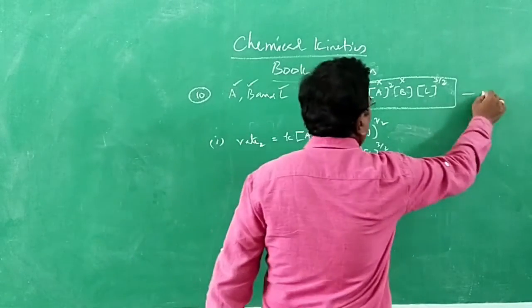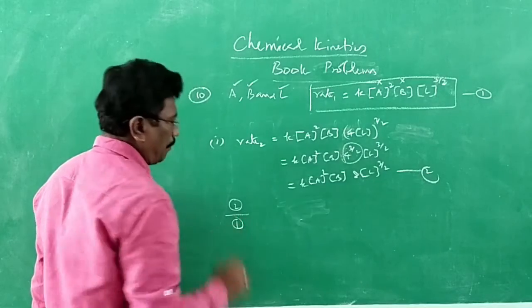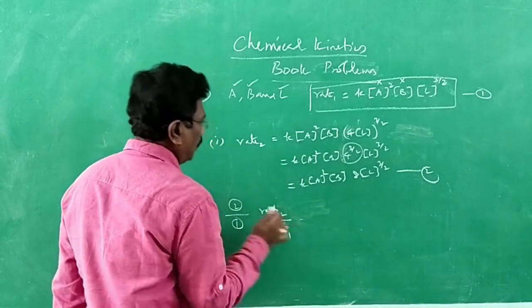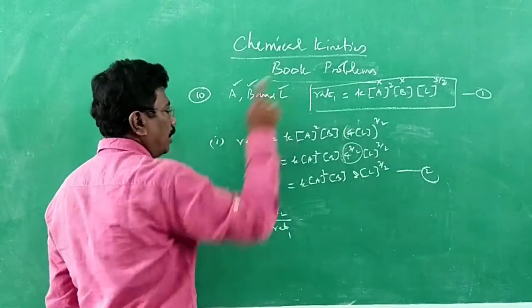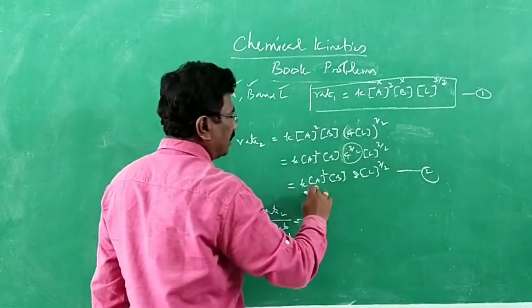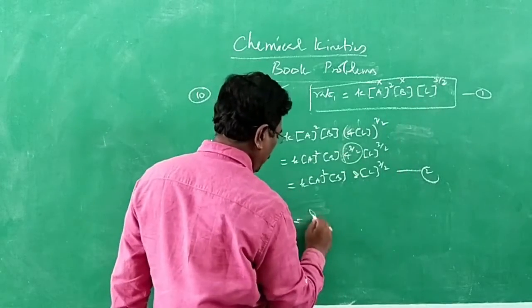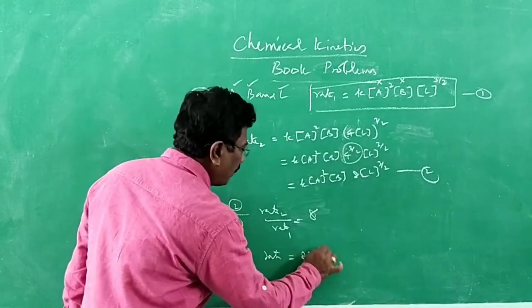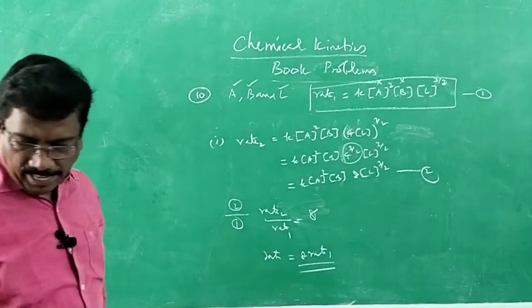Let it be equation 1. If I divide equation 2 by 1, rate 2 by rate 1, everything gets cancelled on this side. K gets cancelled. A square gets cancelled. B gets cancelled. L to the power 3 remains. So it becomes 8. So rate 2 is found to be 8 times that of rate 1. That's what they asked. So as a mental sum, we solve like that, 8 times.